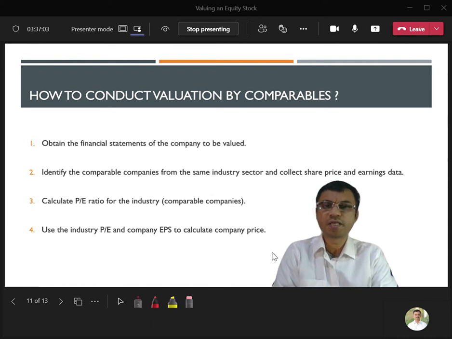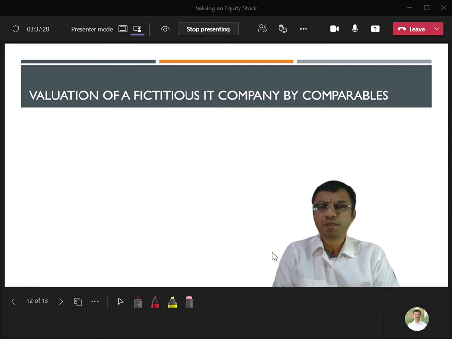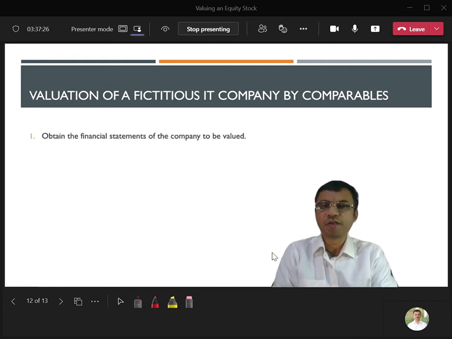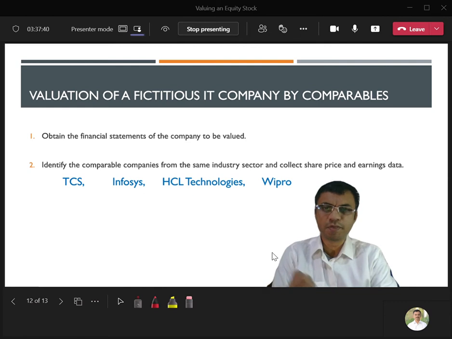Let's try to understand this with an example. Let's say there is a fictitious large IT company, let's say an IBM or an Accenture or an IT arm of a bank, say a Credit Suisse or JP Morgan, which have their own IT arms, which are not listed companies, and we want to know their value. So first step will be to obtain the financial statements of this fictitious company. Step number 2 will be to identify the comparable companies. So we can say that large cap IT, big four IT firms can be your comparables.